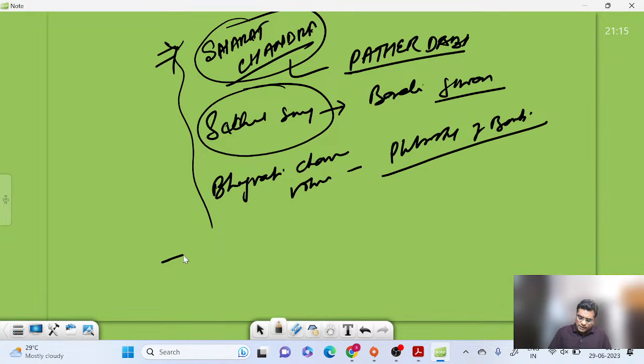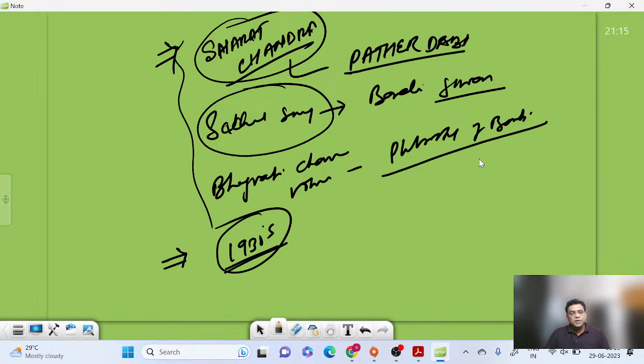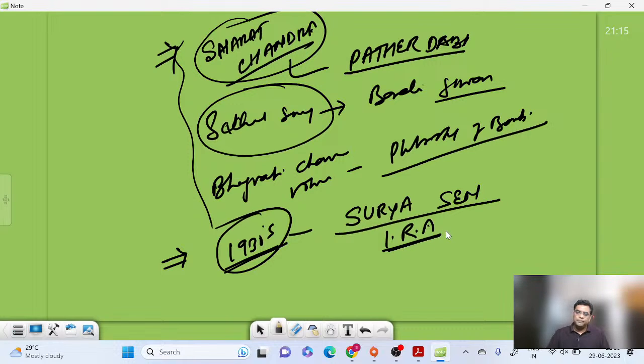Then in the 1930s, after the hanging of Bhagat Singh, Rajguru and Sukhdev, it looked like the revolutionary movement had come to an end. But in the 1930s, the revolutionary movement, which was confined to Bengal, was led by Surya Sen. He established the Indian Republican Association.